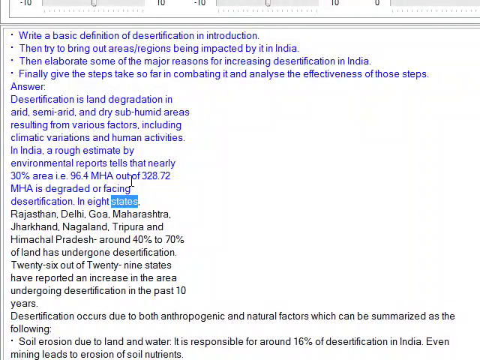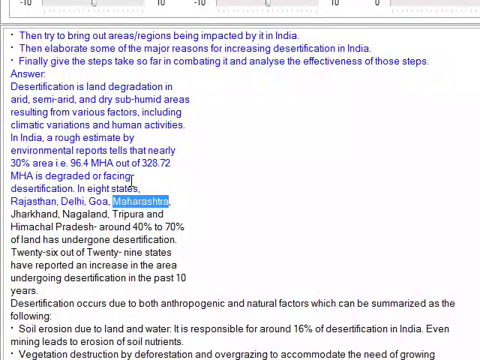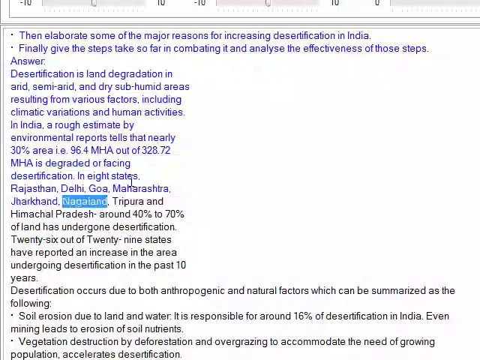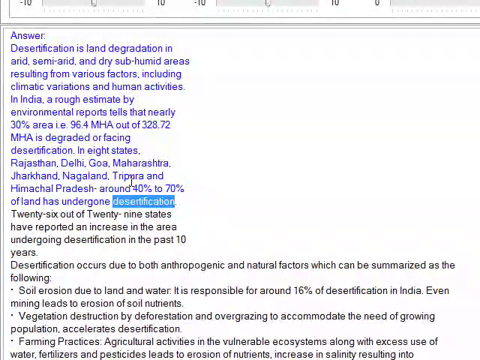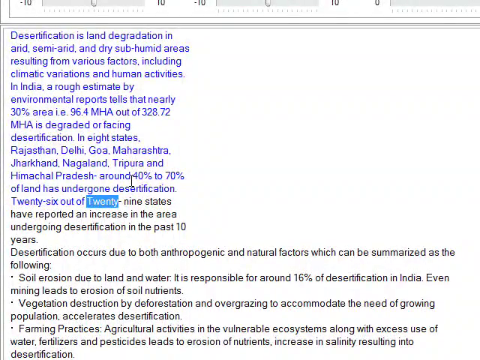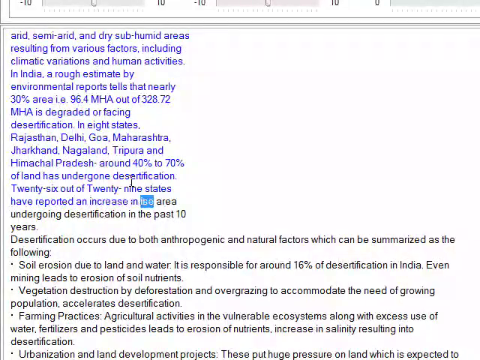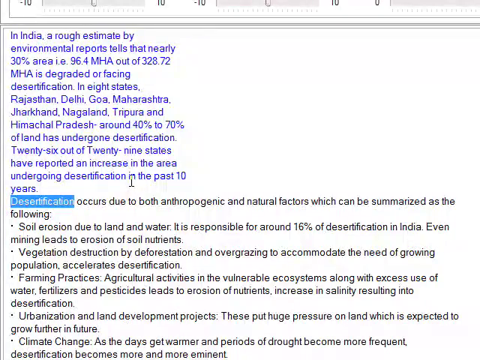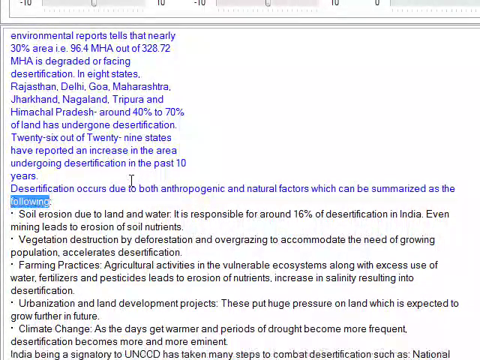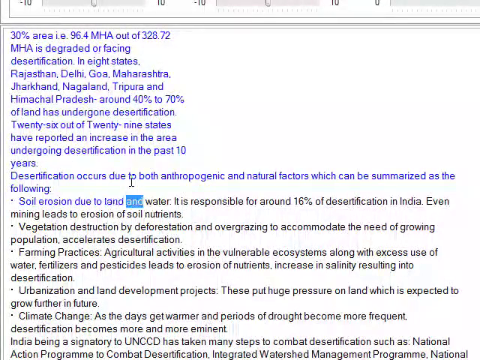In 8 states, Rajasthan, Delhi, Goa, Maharashtra, Jharkhand, Nagaland, Tripura and Himachal Pradesh, around 40% to 70% of land has undergone desertification. 26 out of 29 states have recorded an increase in the area undergoing desertification in the past 10 years. Desertification occurs due to both anthropogenic and natural factors, which can be summarized as the following: soil erosion due to land and water. It is responsible for around 16% of desertification in India.